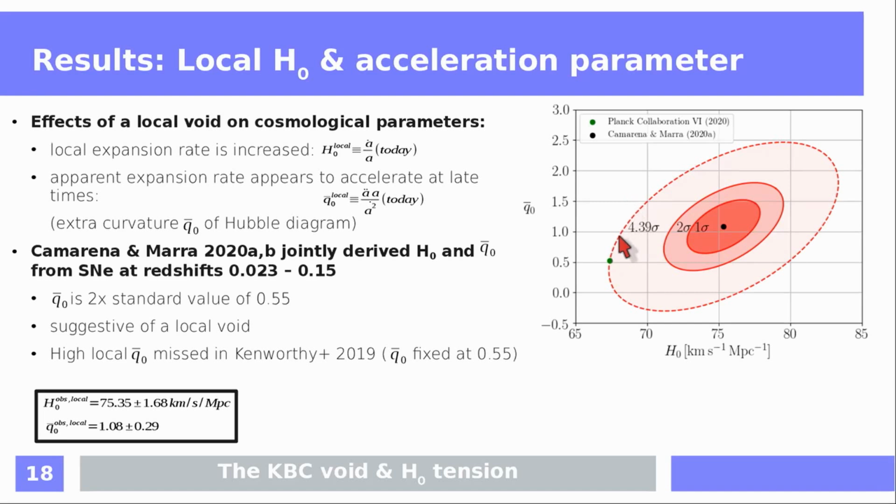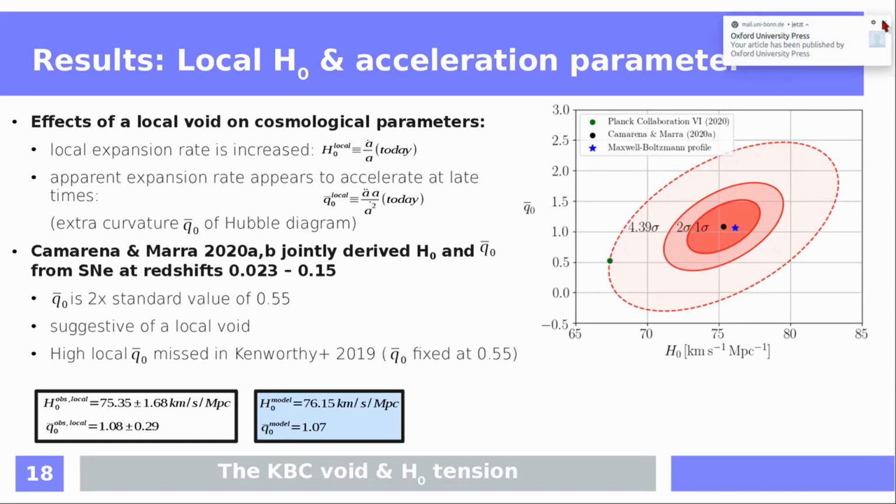And now I plot the results of our best fitting MOND simulation, and our models can explain the local observations by Camarena and Marra at the 0.2 sigma confidence level. You can see this with this blue star.